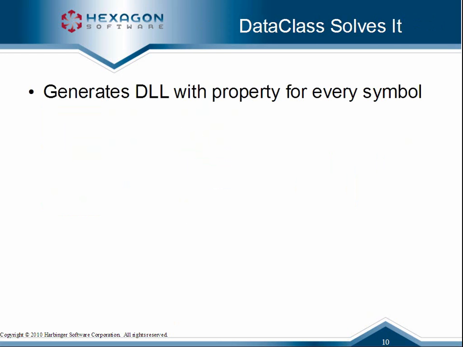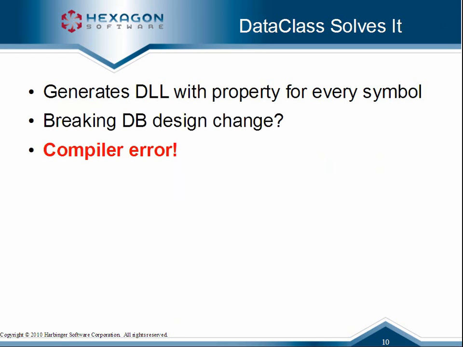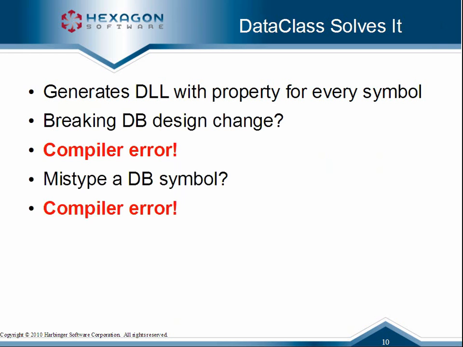DataClass also solves this problem. The DLL that it generates when you compile your DataClass source files into a database class contains static properties for every symbol in the database. Some of them are public, some of them are private, depending on how you choose to encapsulate, but they're all there. If you have a breaking database design change, you get a compiler error. If you mistype a database symbol, you get a compiler error. Not a runtime error, a compiler error.